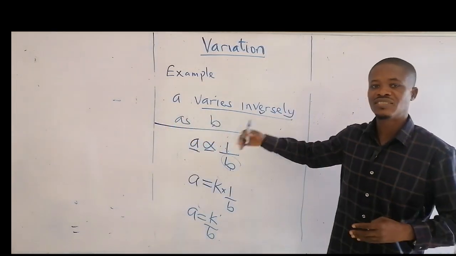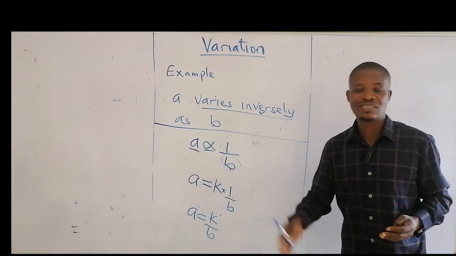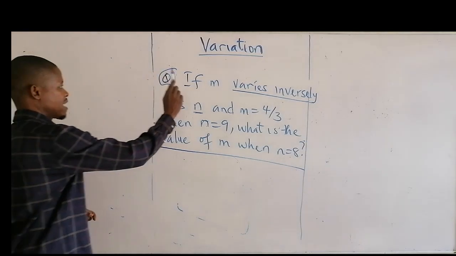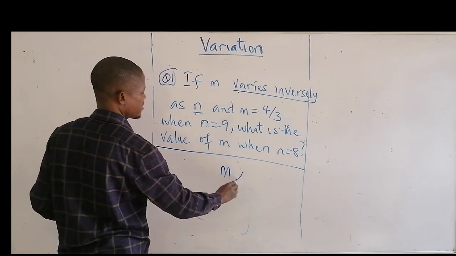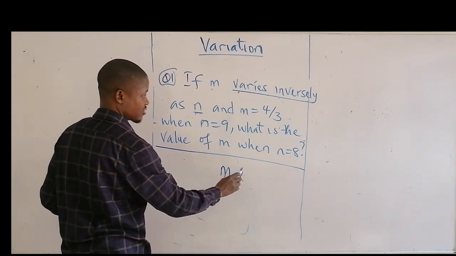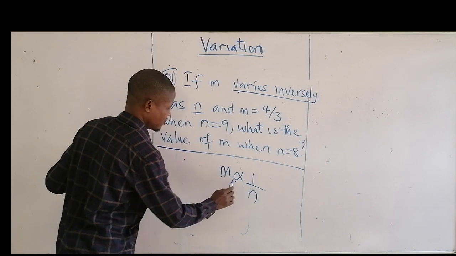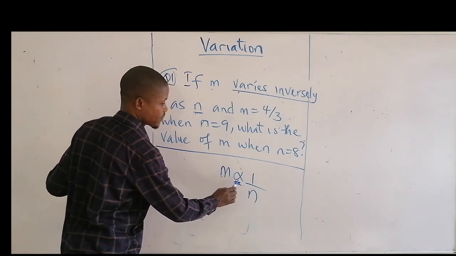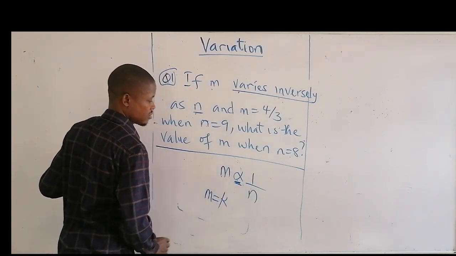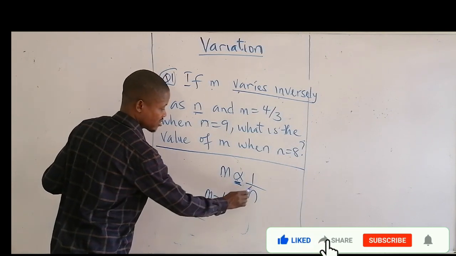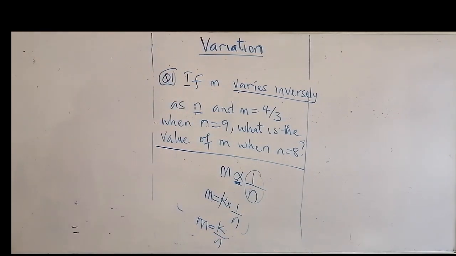Please, let's go to examples and see questions. Mathematics is action. If you don't play with questions, you cannot get in-depth understanding. Let's see the question. We have M varies inversely as N. So you write the proportional sign. Whenever you have inversely, then you have 1 over the next letter. Then the next thing to do is to remove this proportional sign, which will become M equal to K times this, that's M equal to K over N.